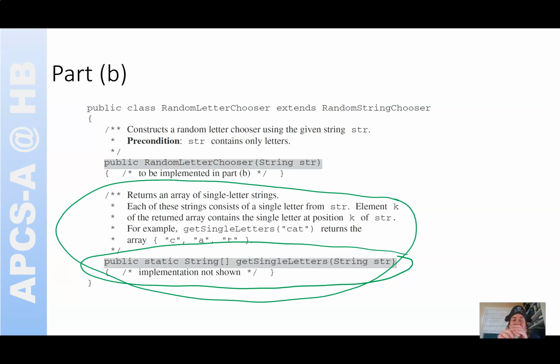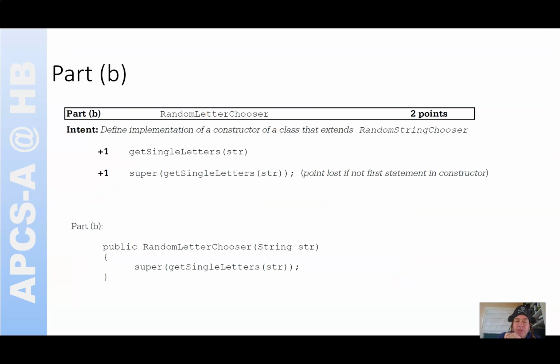And then the way you actually called it, you called the super constructor. We're not so worried about this one. This is not going to be on this exam, but basically if you take a string, you get single letters, so that's an array of strings, and then you call the constructor of the random string chooser class, the superclass, the parent class. So this is now an array of individual letters. Call the constructor. Life is good.